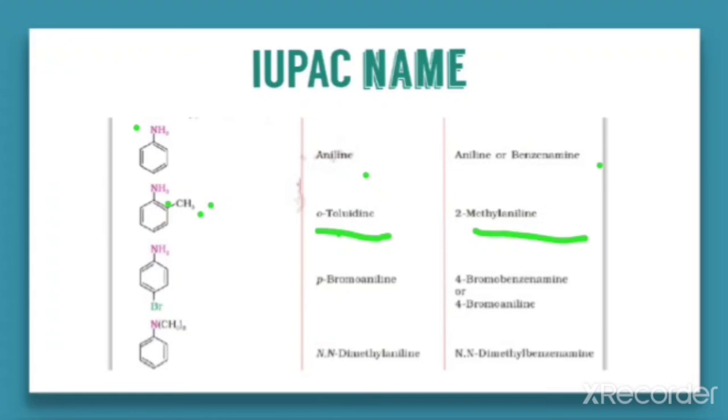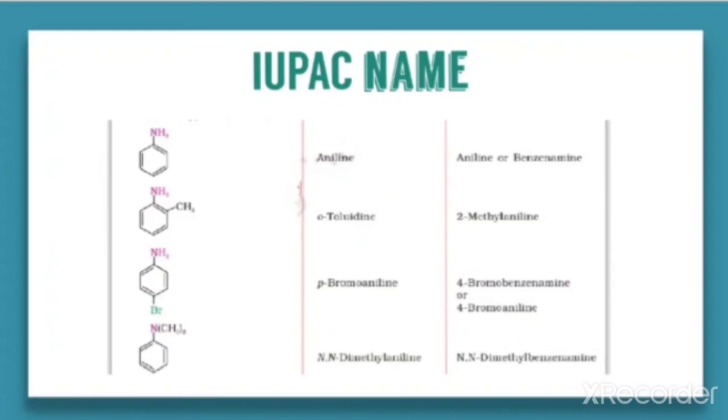Next, when you look at the third one, in this Br is attached on the 4th carbon, because the carbon with the NH2 group is the first carbon, and the opposite carbon is the 4th carbon. So it is named as 4-bromobenzenamine, or we can use the word 4-bromoaniline. As I told you, aniline can also be named as benzenamine. So it can be named as 4-bromobenzenamine or 4-bromoaniline. And what is the other name? It can also be named as para-bromoaniline.